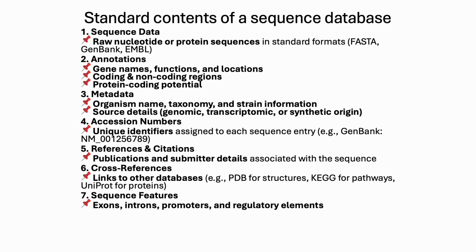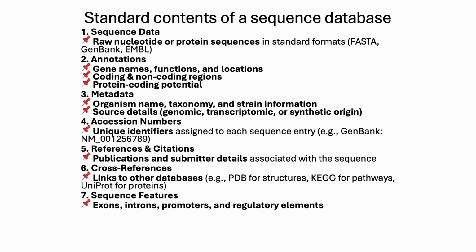Each and every data entry here is going to have what is called a unique identifier or accession number. So, for example, a GenBank accession number will look something like this: NM_0012567889. This enables easy access to a specific data entry because of the unique identifier.